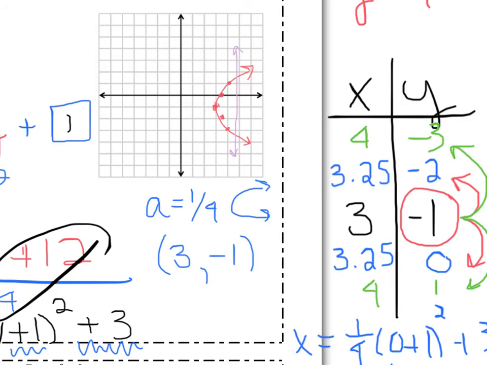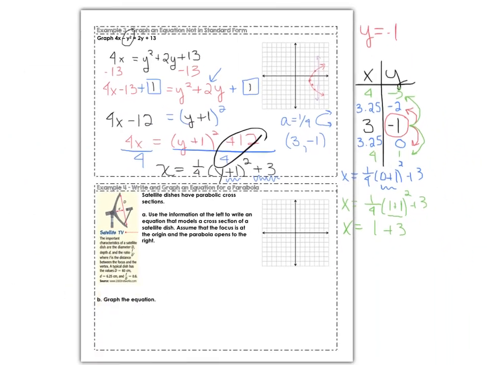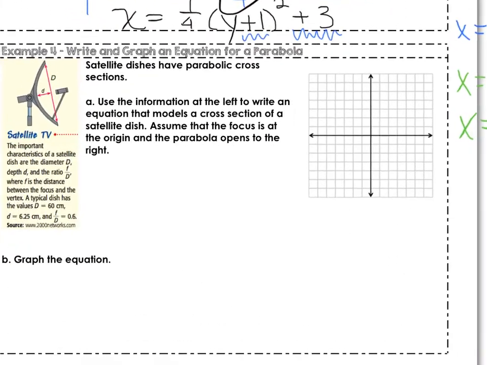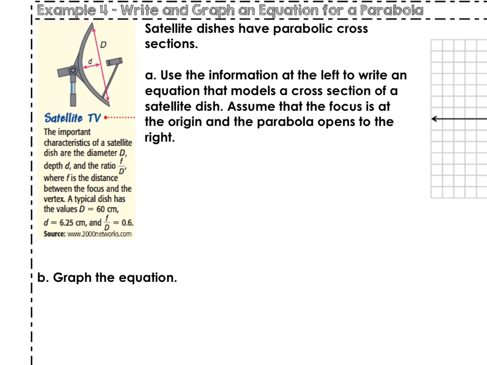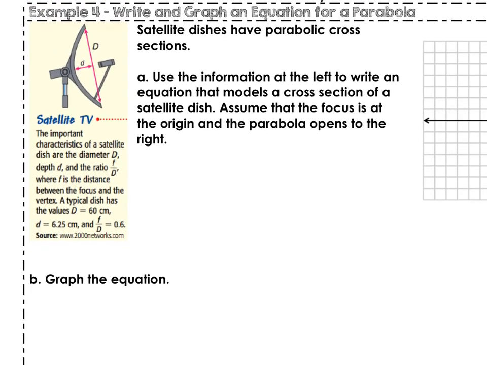All right, so now we're going to look at our last problem here, which is actually a real-world problem, and it features the content included in your textbook, which I've also provided for you. So some of the important information provided here. We have the ratio of f over d, where f is the distance between the focus and the vertex, is 0.6, as well as the fact that d is equal to 60, okay? So we can actually solve for f, which is going to represent the distance between the focus and the vertex, which will actually help us find the location of our vertex.